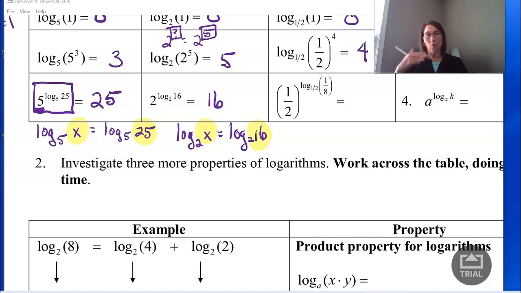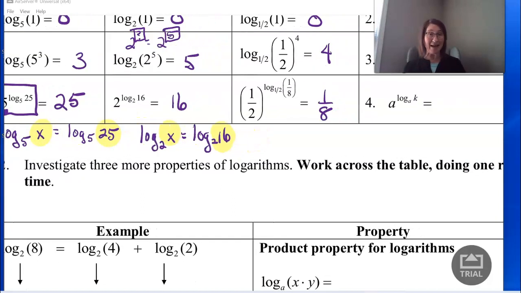For this next one, 1/2 raised to the log base 1/2 of 1/8 is going to be equal to 1/8. So I think you see the pattern. When you have something in exponential form and your exponent is actually a logarithm, as long as the base of your exponent and the base of your log are the same, then that exponent is going to be equal to k.